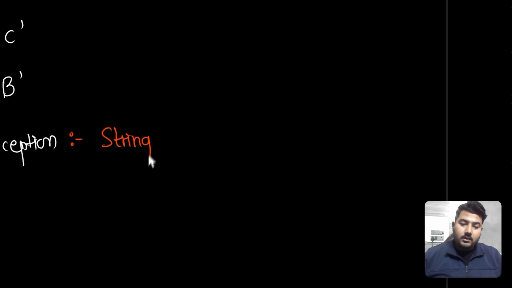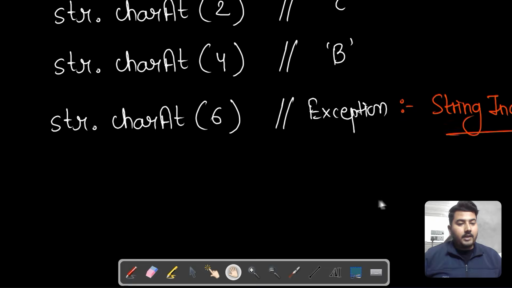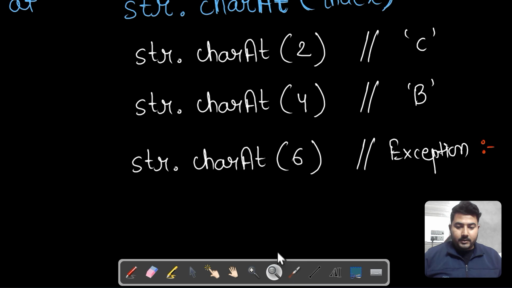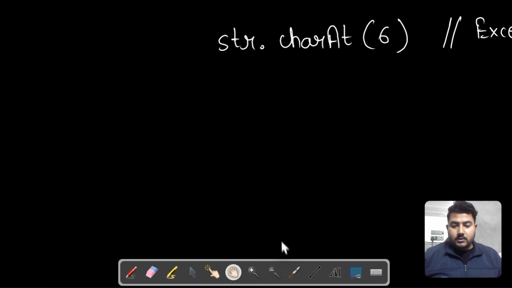This time it will be a string index out of bound exception. This will be the exception name. Great. Let's just talk about another inbuilt function.